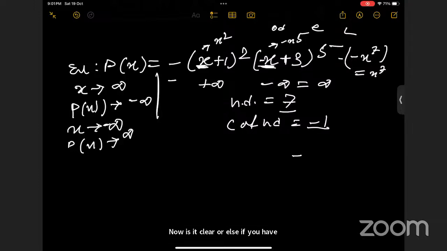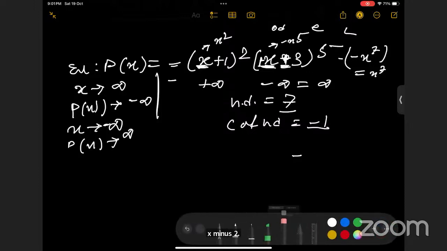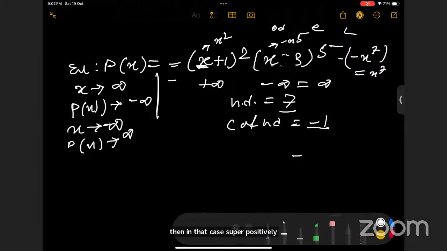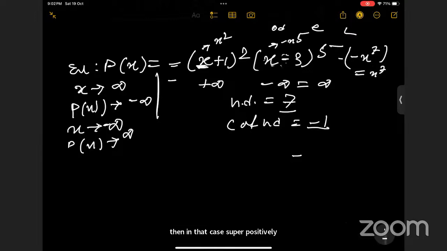Here the coefficient is negative because of this minus. Because here the original equation was x minus 3. In that case, we have a negative coefficient, because of this minus, here we have a minus, no?